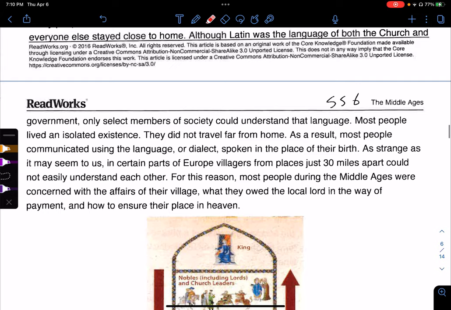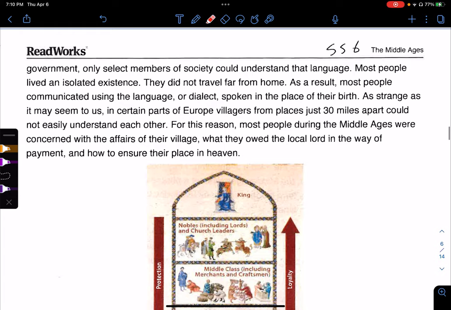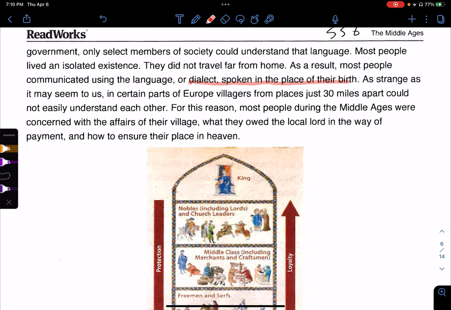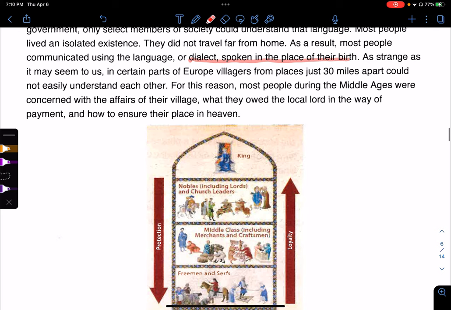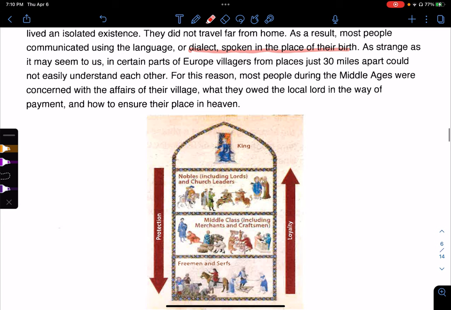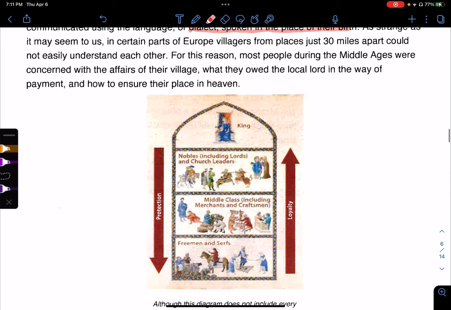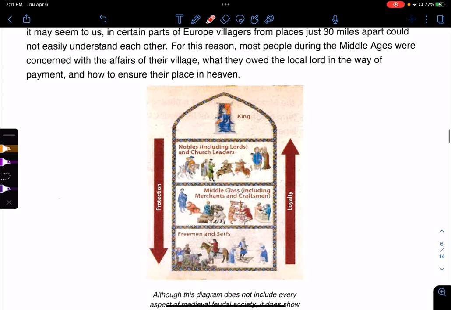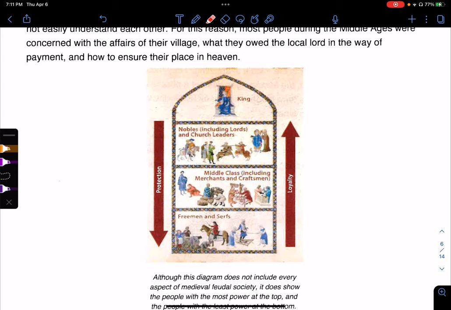Most people live an isolated existence. They do not travel far from home. As a result, most people communicated using the language or dialect spoken in the place of their birth. As strange as it may seem to us, in certain parts of Europe, villagers from places just 30 miles apart could not easily understand each other. For this reason, most people during the Middle Ages were concerned with the affairs of their village, what they own, what they owe the local lord in the way of payment, and how to ensure their place in heaven. If you remember, in the Middle Ages, we have the system of feudalism, right? And people are attached to the manor, to the feudal system.